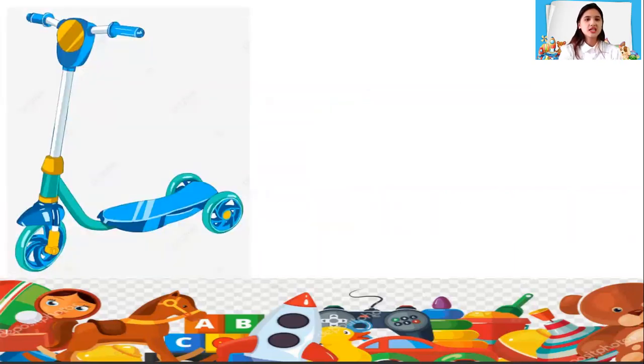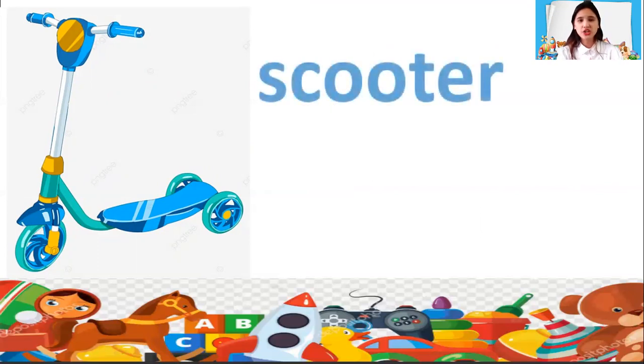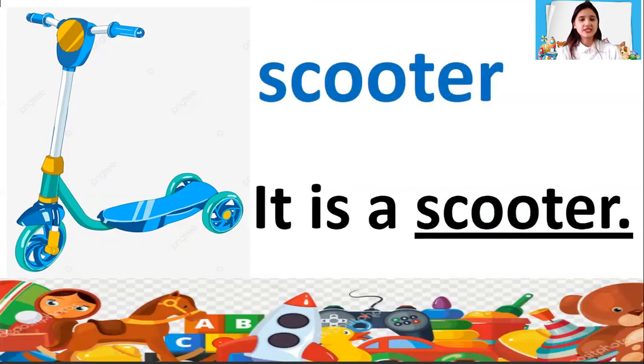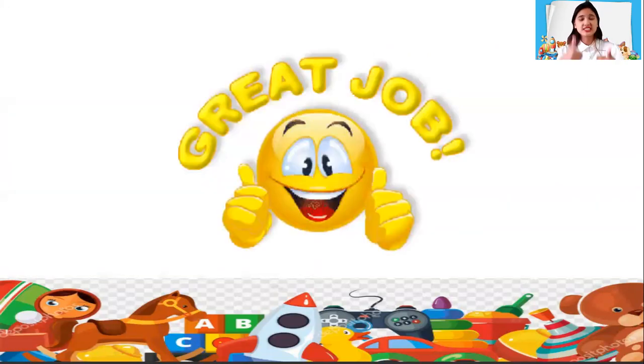How about that? Can you write on that object? Oh, good, if you can. Okay, what's that? Scooter. Very good. One more. Scooter. Okay, please say, it is a scooter. One more. It is a scooter. Very good. Great, kids. Great job. Good job for today. Okay, you're so good today.